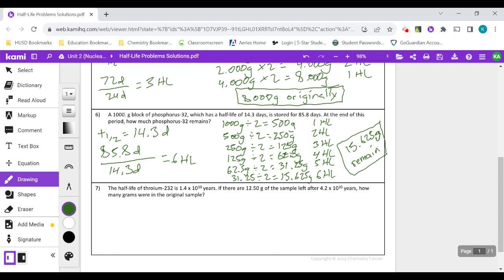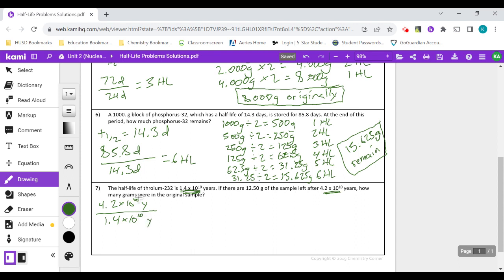Okay, so got a little bit of a curveball in these ones. These years are in scientific notation, but we're still going to treat them kind of the same way because in actuality, this problem isn't that much harder as long as you know what you're doing. So 4.2 times 10 to the 10 years divided by 1.4 times 10 to the 10 years.